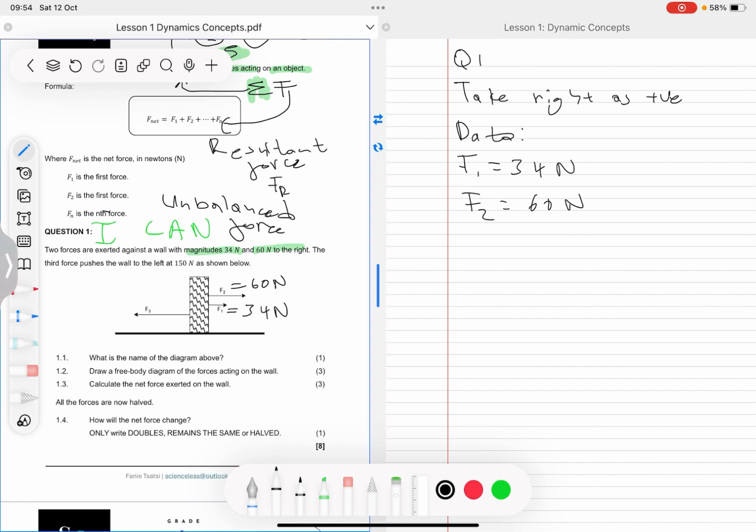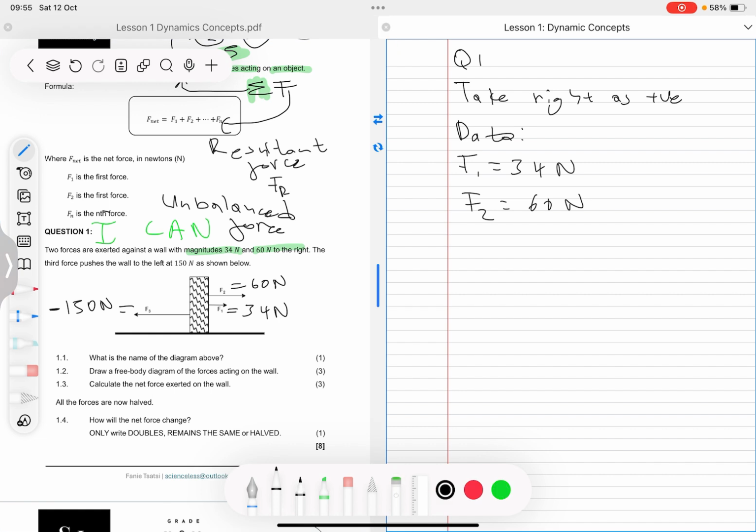Now let's continue. The problem says the third force pushes the wall to the left at 150 Newton, as shown. Look at this. There's a force that goes in that direction. So this means F3 is going to be 150 Newton, but it has to be negative because it doesn't go to the right. It actually goes in the opposite direction. It goes to the left. So F3 is equal to negative 150 Newton.